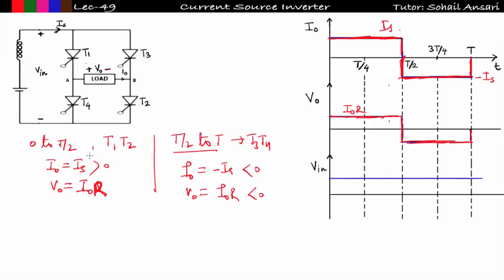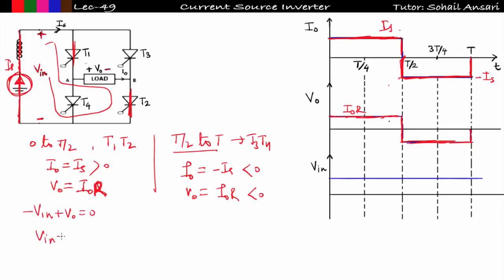Now understand what will be my input voltage. I already told you that this voltage source in series with a high amount of inductor can be replaced by one current source whose value is equal to Is. So we don't know the voltage drop across this current source, that is the input source. So let us take the voltage drop across this input current source to be Vin. Okay, this is my input voltage. Now apply KVL. See, from 0 to T by 2, T1 and T2 are triggered. So the moment T1 and T2 are triggered, apply KVL in this loop. If you apply KVL in this loop, it will be equal to minus Vin plus V0 is equal to 0.